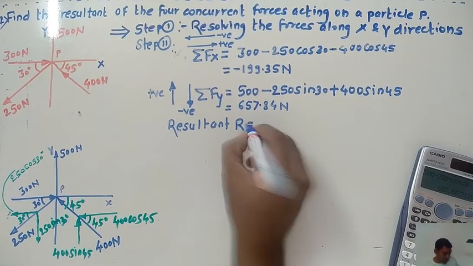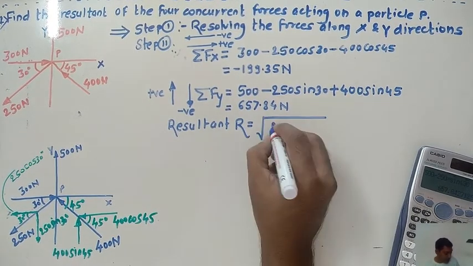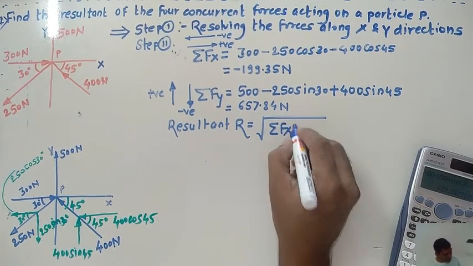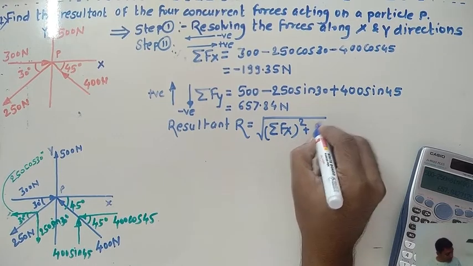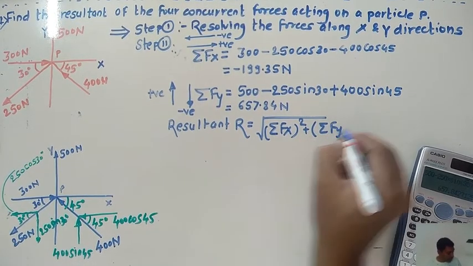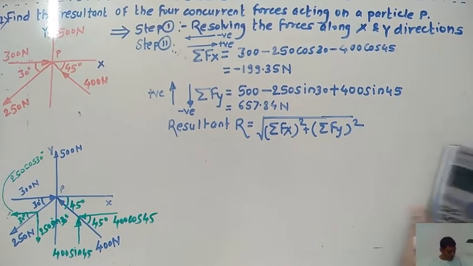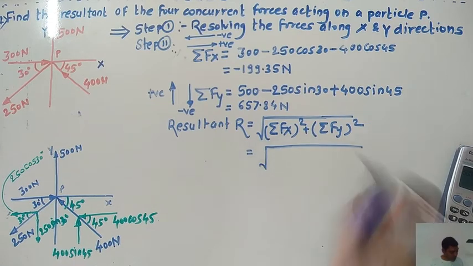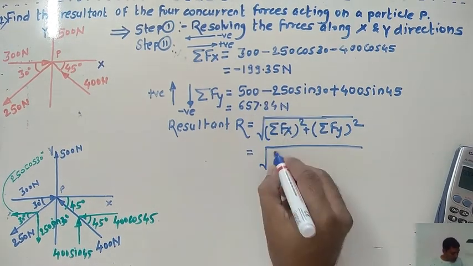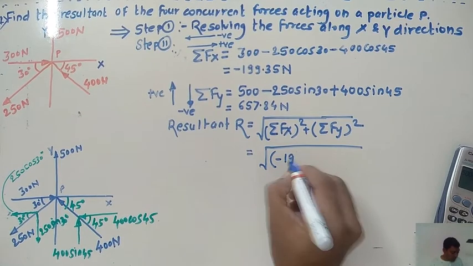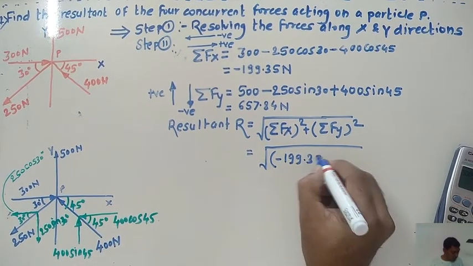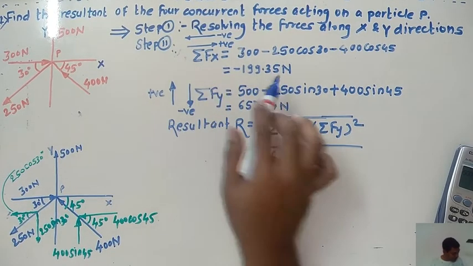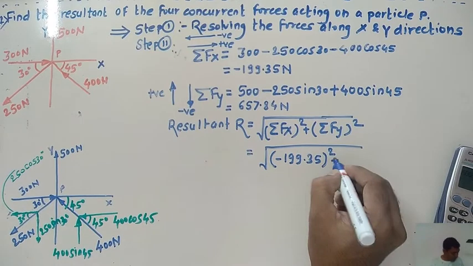We know the formula for calculation of the resultant. What is the formula? Square root of summation of Fx squared plus summation of Fy squared. This value, summation of Fx, we already have. Just see the negative sign here. Pick up this negative sign as it is, along with the magnitude of the forces along the x direction. You need to square this one.